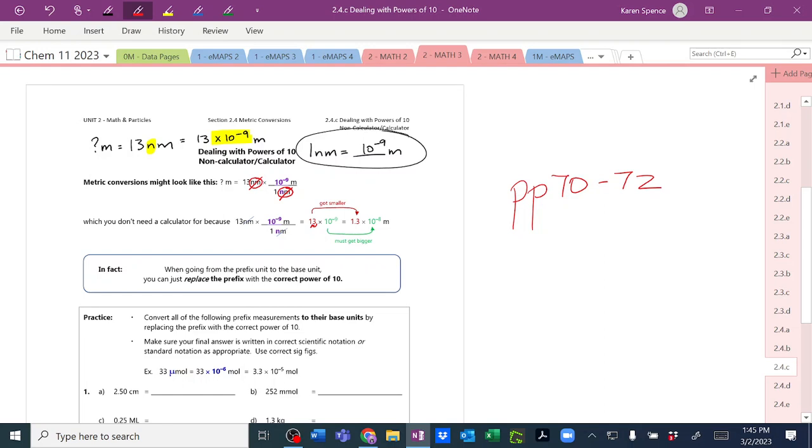Because this is 16.0, that has 3 sig figs, so that's 3 sig figs. Yeah. Tricky, right?